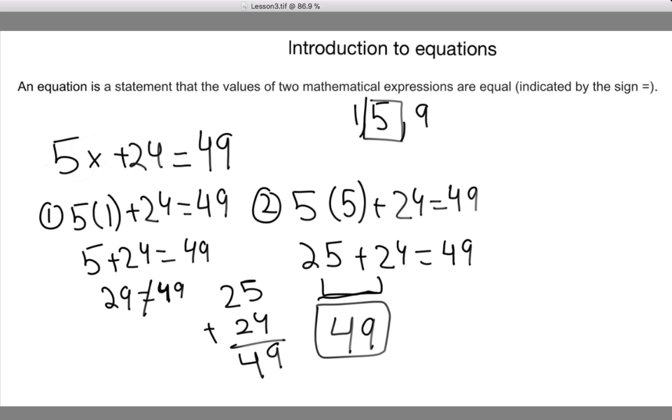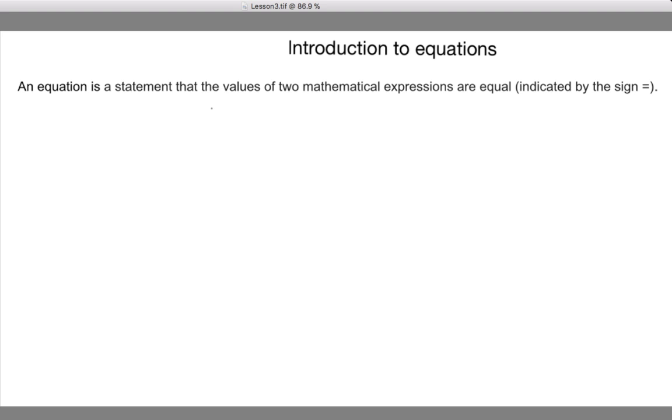Okay guys, so I've also prepared another example for you to try out on your own. Suppose you're given 3x minus 3 equals 24, and you're given the values 3, 4, and 8. What is the value of x?